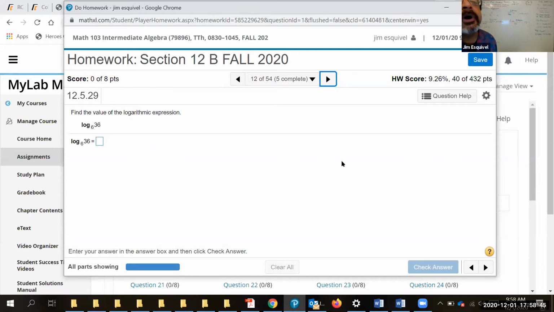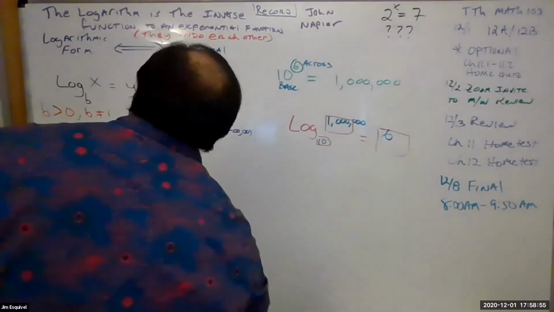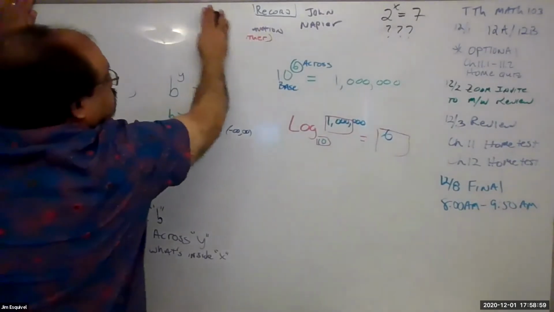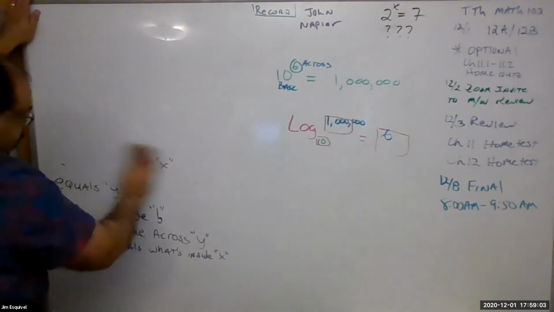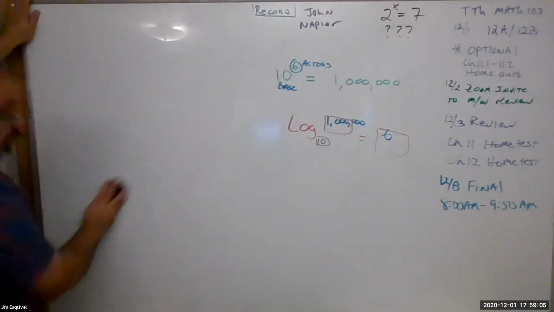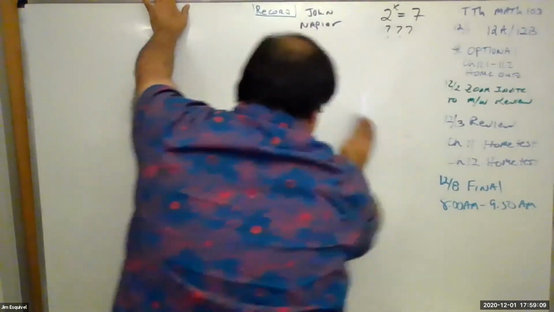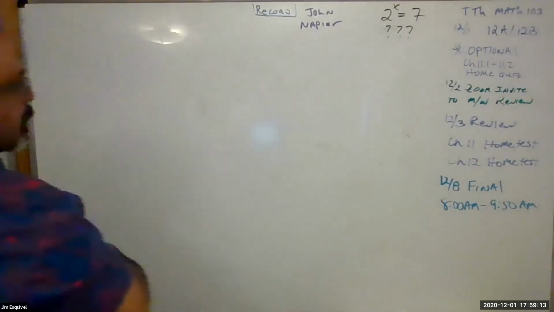So now number 12. Find the value of this logarithm. What does log base 6 of 36 actually equal? Would it be 6? Well, let's see. I can certainly understand why you're saying 6. But remember, this is about exponents.